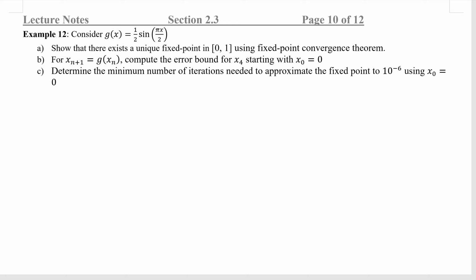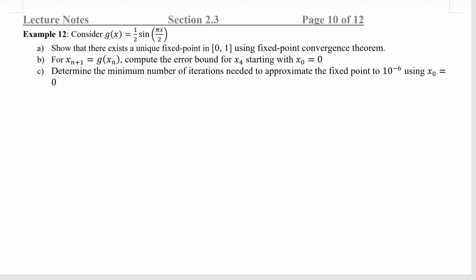B. For x_{n+1} equals g of x_n, compute the error bound for x4 starting with x0 equal to 0. Determine the minimum number of iterations needed to approximate the fixed point to 10 to the negative 6 using x0 equals 0. Okay, so here, part A, we want to show there exists a unique fixed point.